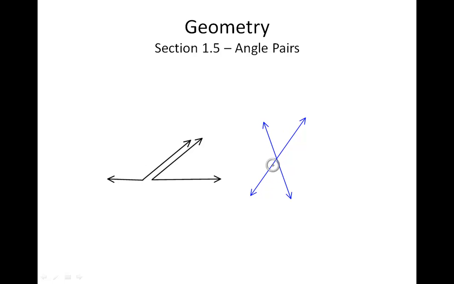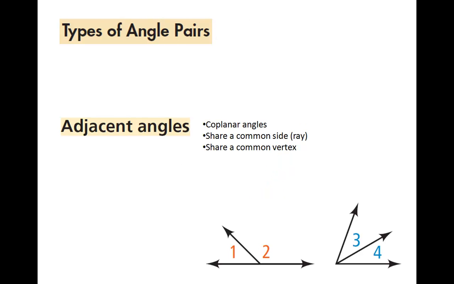This you may have seen: vertical angles. We'll define both of those formally. First of all, we're talking about adjacent angles. Now, just the English word adjacent. All right, I want you to think of next to. That's what adjacent means. It means they're next to each other.